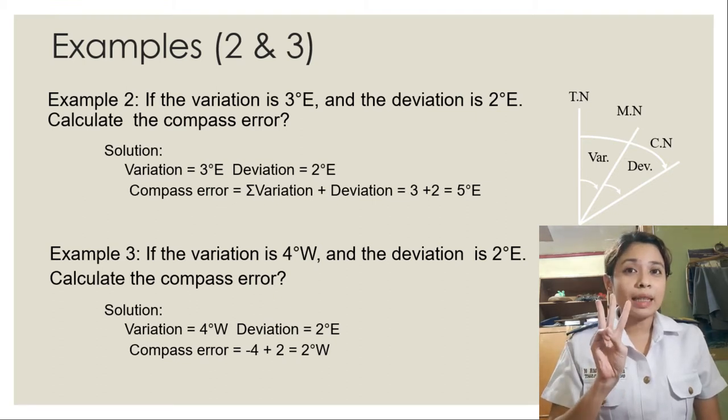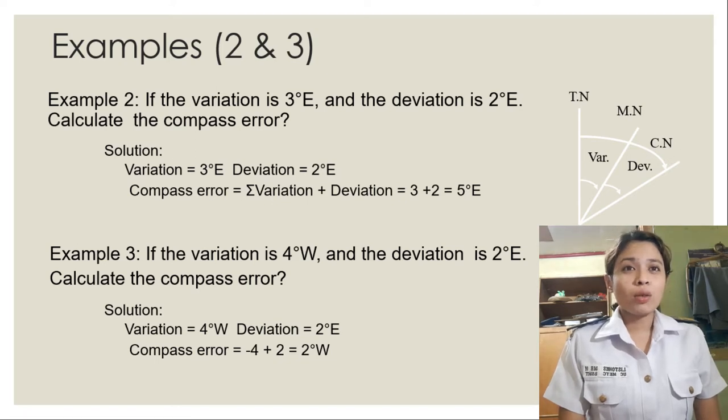For example number 3. If the variation is 4 degrees west and the deviation is 2 degrees east, calculate the compass error. The solution. Variation is equal to 4 degrees west and deviation is equal to 2 degrees east. When solving for the compass error, make sure it is negative 4 because it is from the west. So the compass error is equal to negative 4 plus 2, which is negative 2 degrees west. When you simply add them, it is equal to negative 2.